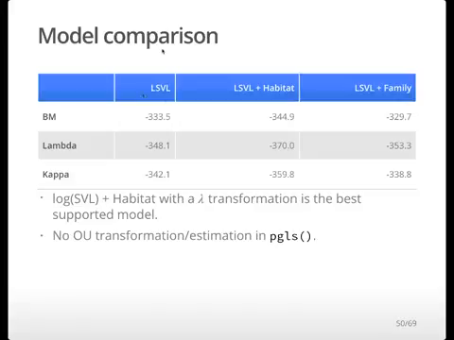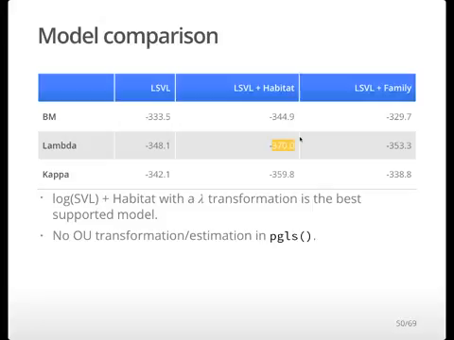So here's snout vent length only, snout vent length plus habitat, snout vent length plus family, and Brownian motion, PGLS lambda, and the speciational model. And these are all the AICc values we pulled out. And we can use our usual, smallest is best. And so in this case, I think that one is the best.